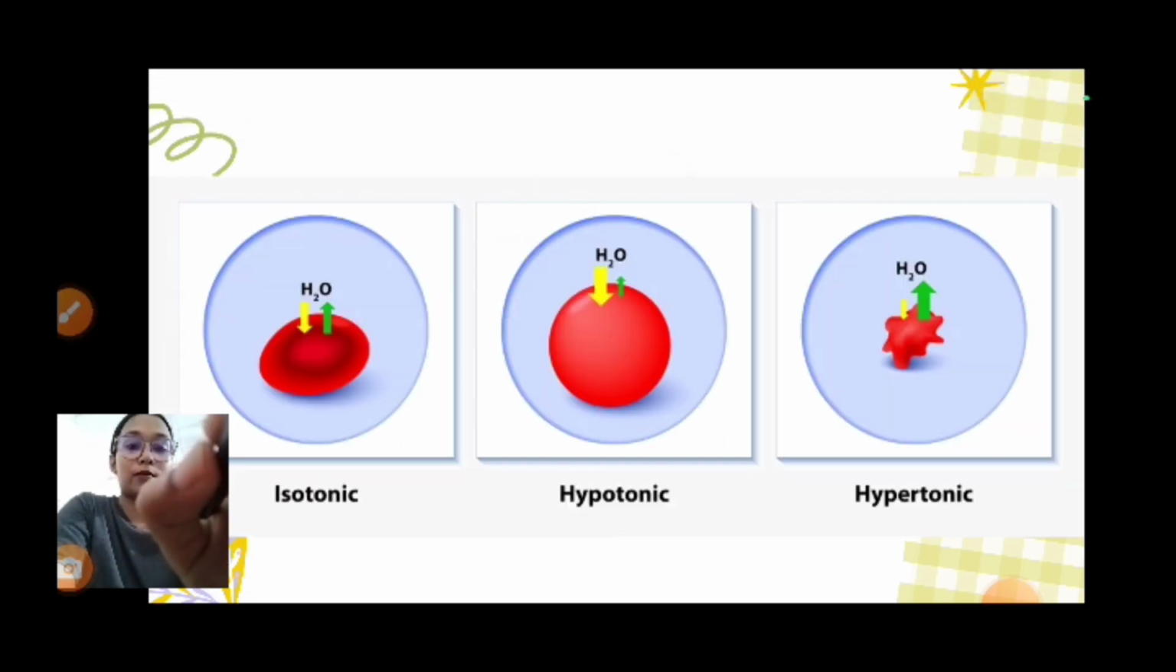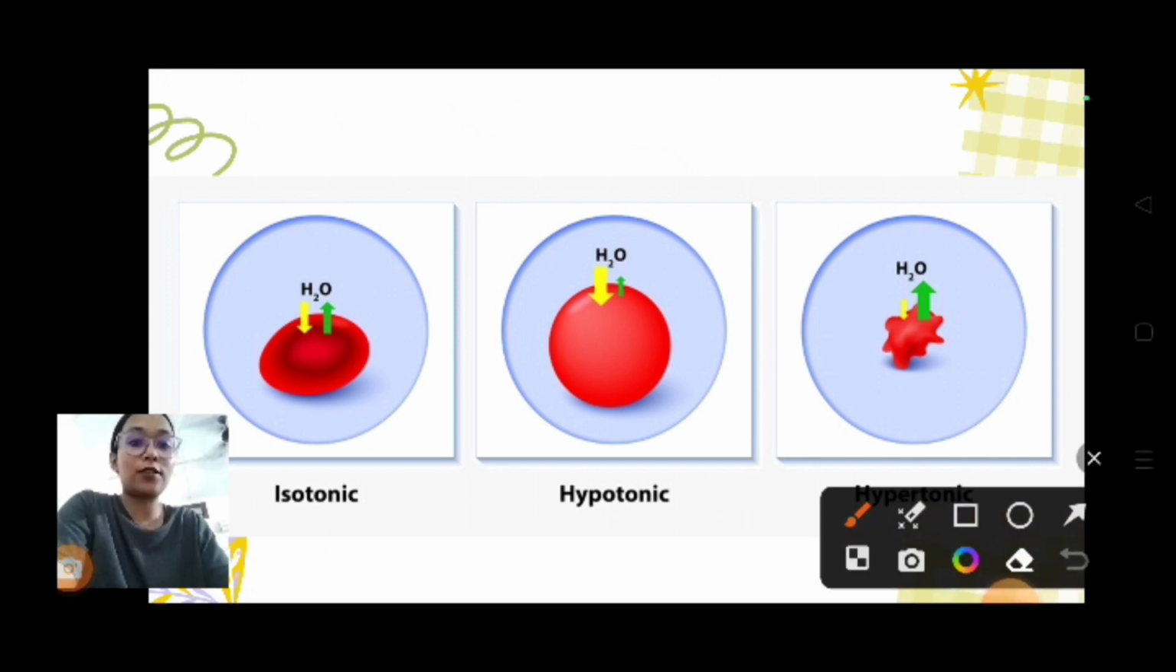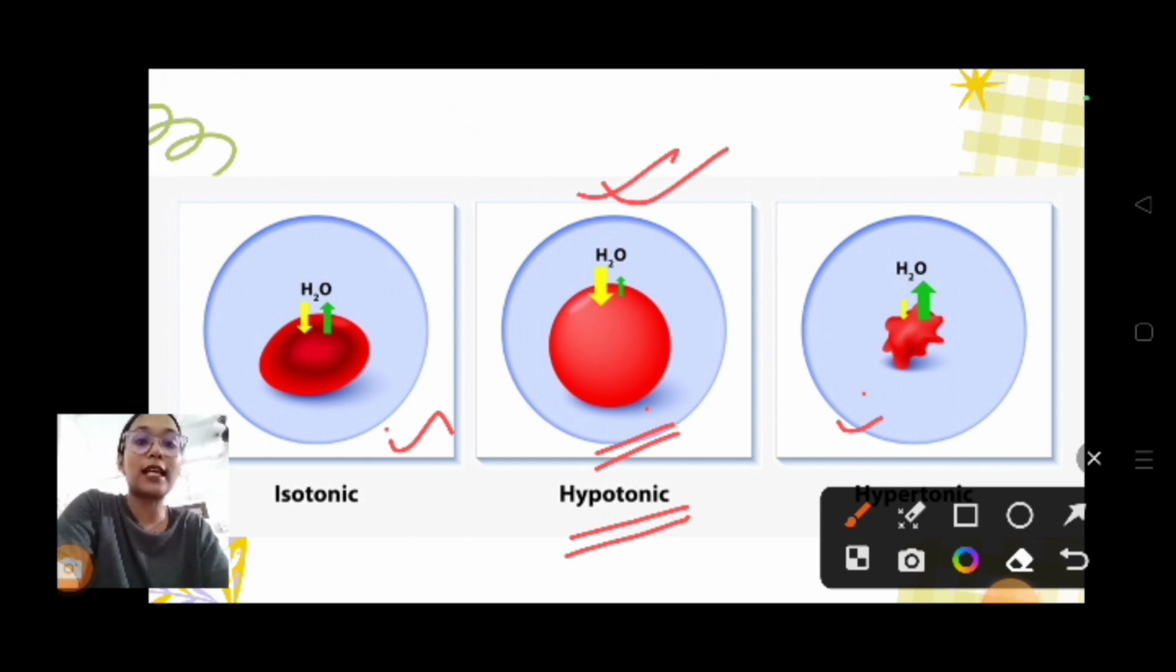Okay, now we'll see the diagram. This is the case of hypotonic solution where the cell is swelling. See, compared to the first one and the second one, here in case of hypotonic solution the cell is swelling up because water is getting inside the cell. Clear?